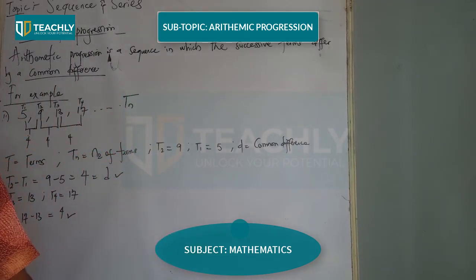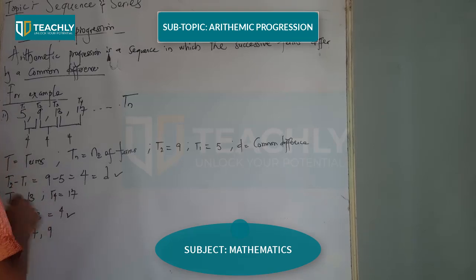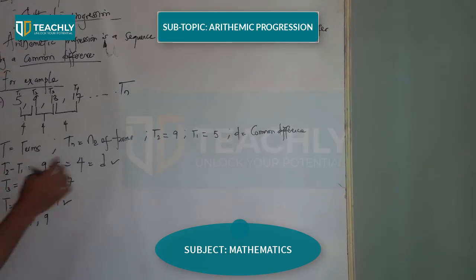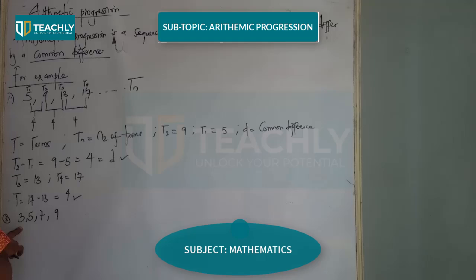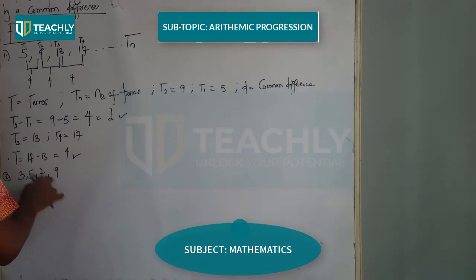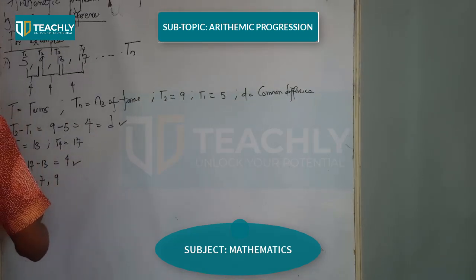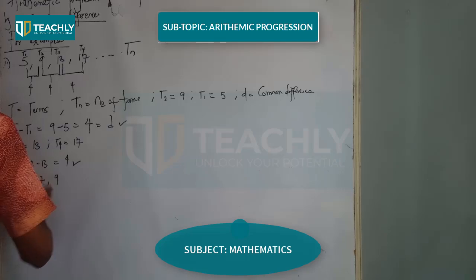Now, let's take another example. Let's look at 3, 5, 7, 9. If I'm to ask you, what's the common difference? 5 minus 3 is going to give me 2. 7 minus 5 is going to give me 2. 9 minus 7 is going to give me 2. So our common difference here is 2. You can see that.